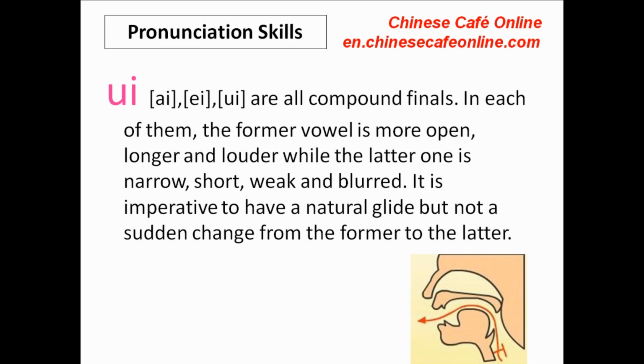The second final, ei. We are all compound finals. In each of them, the former vowel is more open, longer, and louder, while the latter one is narrow, short, weak and blurred. It is imperative to have a natural glide, but not a sudden change from the former to the latter.